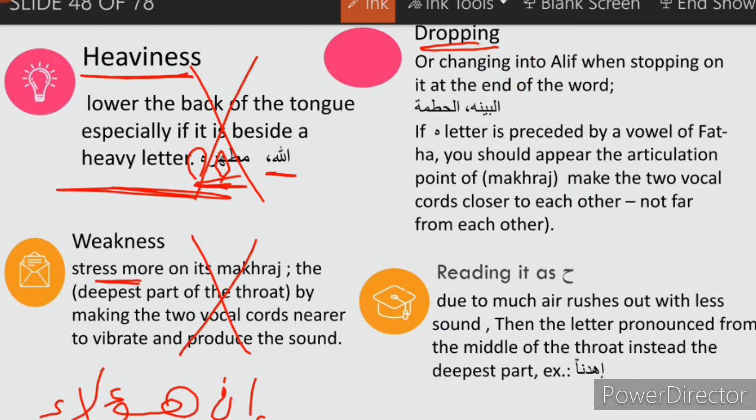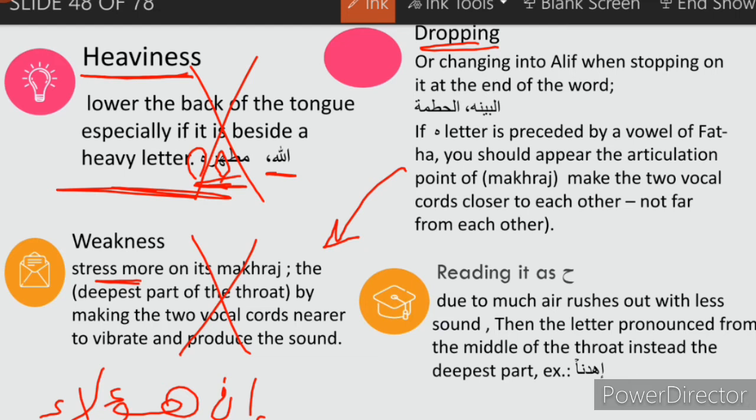If the ha letter is preceded by a vowel of fatha, you should make the articulation point, the makhraj, appear, by making the 2 vocal cords closer to each other. Returning back to this mistake, if you remember, when we stop on this ha at the end, especially when the ha is sukoon, we should do it as al-bayyina, making the ha clear.